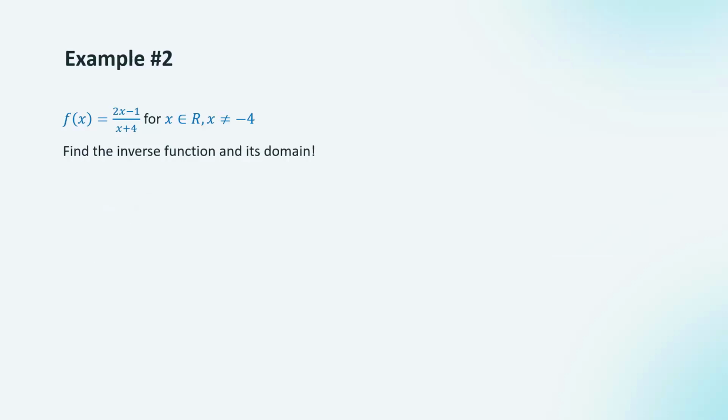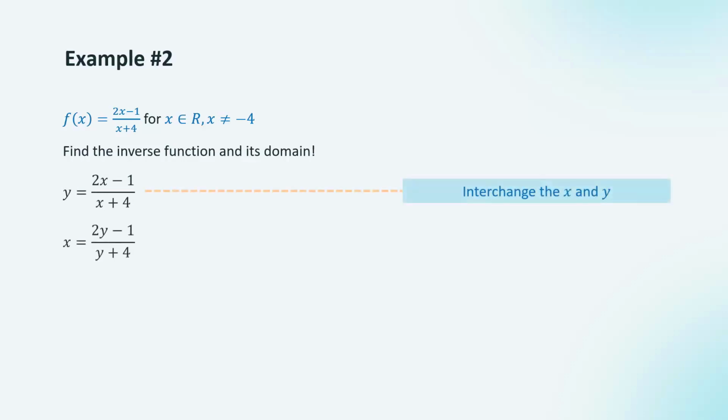So now we have a rational function defined for any real x values, and x cannot be equal to -4. So how can we find the inverse function? Simple, yeah? We just have to use the method we used before. So first, we substitute f of x with y, and then we interchange the x and the y, which will look like this. Now, we can make it such that y is the subject.